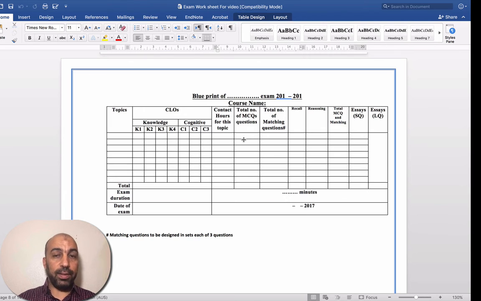After finalizing this sheet, you need to transfer the questions, their types, and the number here in this Word doc. Here you will write the topic, and in which course learning outcomes this topic is covered. Then write the contact hours for this topic, total number of MCQ questions, total number of matching questions, its type, whatever, recall or reasoning, total number of essay questions, short essay and long essay. So this is the test blueprint.